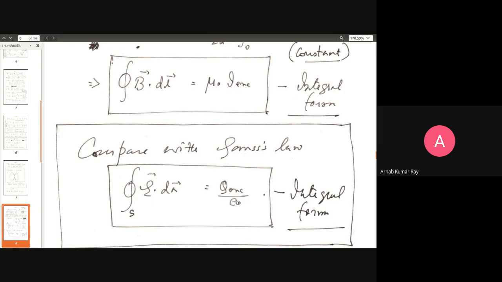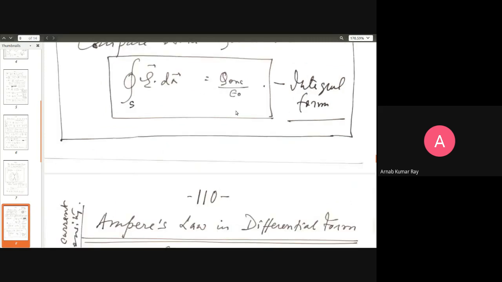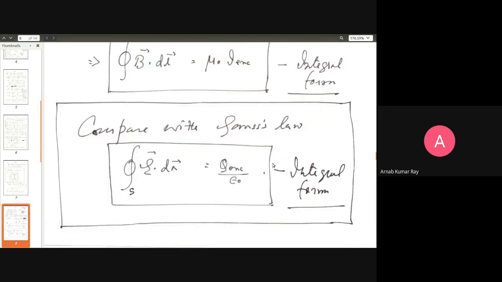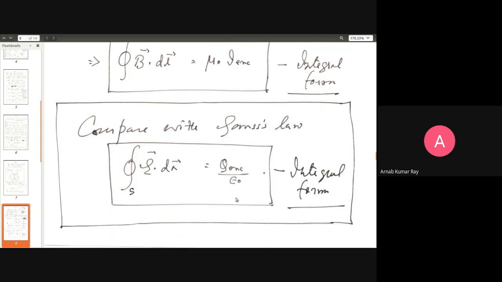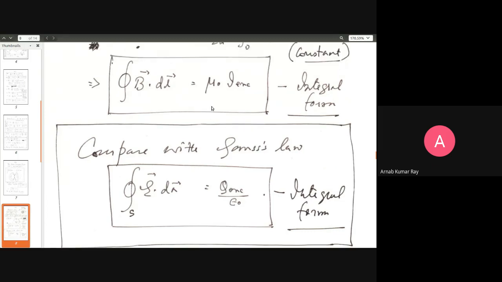So if you have epsilon naught on one face, wherever you have an epsilon naught, if you want to look at its magnetic cognate, you just substitute the epsilon naught with 1 upon mu naught. But then Gauss's law comes with a differential form also. What is the differential form of Gauss's law? It is divergence of E is equal to rho by epsilon naught. So can we then find a differential form of Ampere's law?